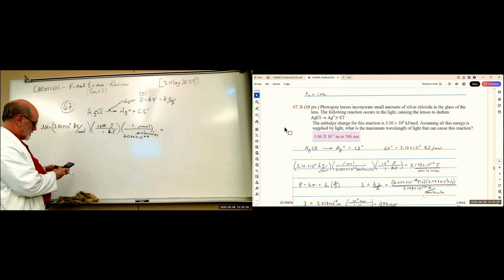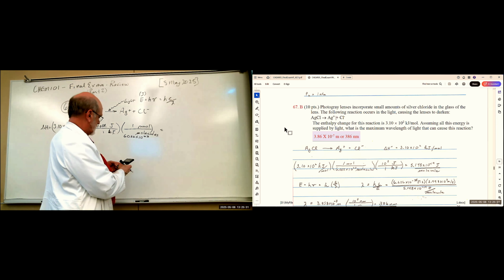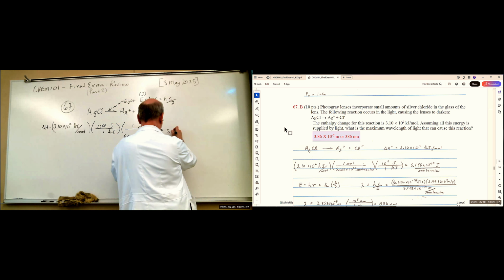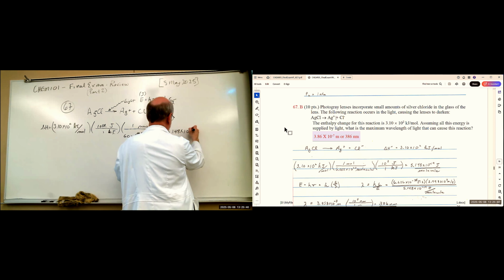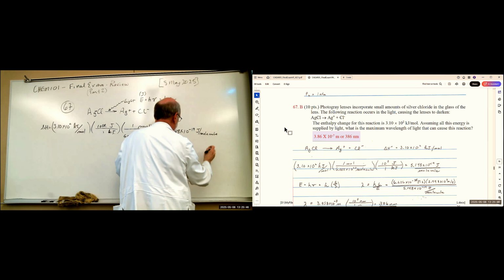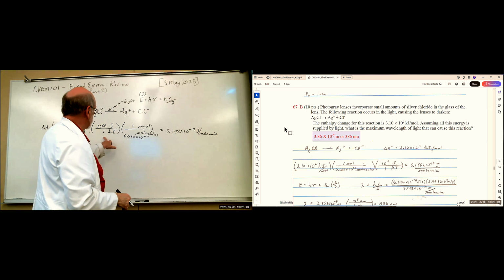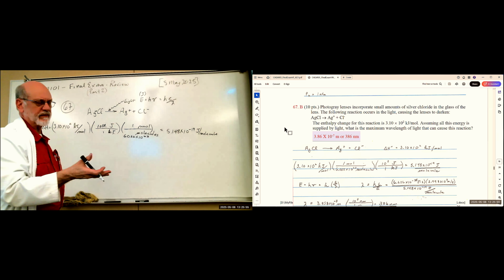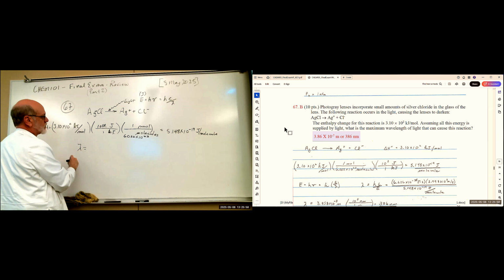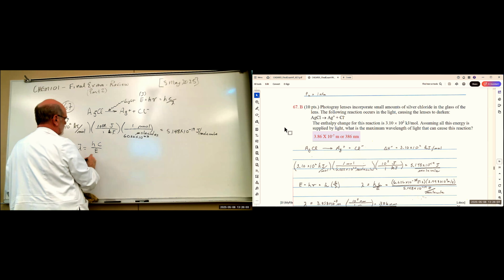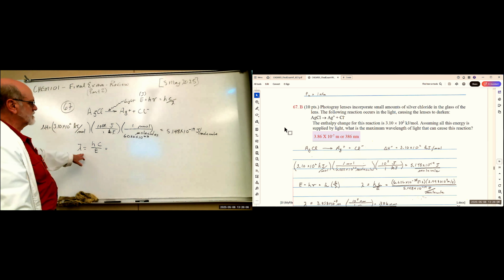Let's see, 3.10 exponent 2, times 1,000, and then divided by 6.022 exponent 23. This is 5.148 times 10 to the minus 19th joules per molecule. Okay. So this is the energy that goes in that equation. But we want to solve it for wavelength. So let's say wavelength equals hc over E, if I did my math correctly.